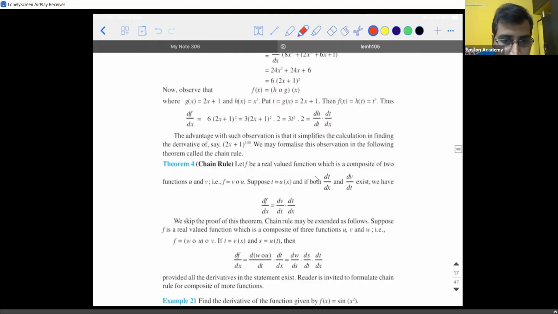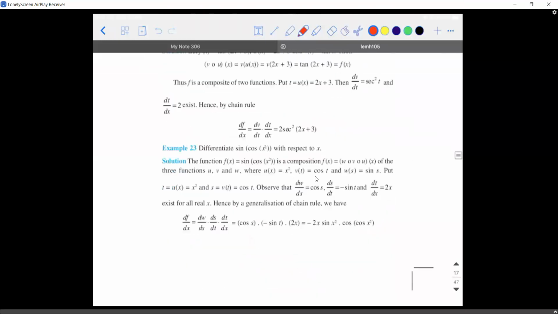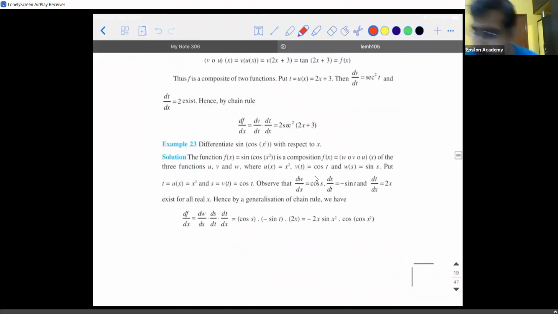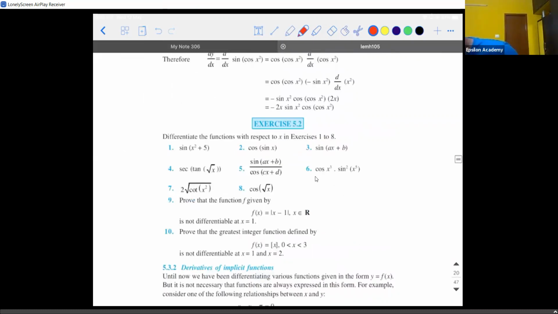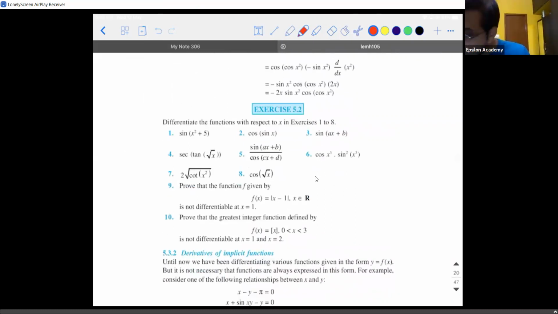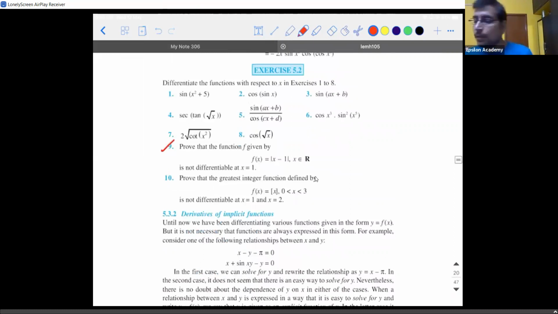Are you clear, guys? Yes. First, let me do an example and show. Prove that the function f given by f of x equals mod of x minus 1 is not differentiable at x equals 1. Okay, this is a good problem. In the previous exercise, I told you one important thing: every modulus function, irrespective of what value you have inside, is a continuous function in the domain R.